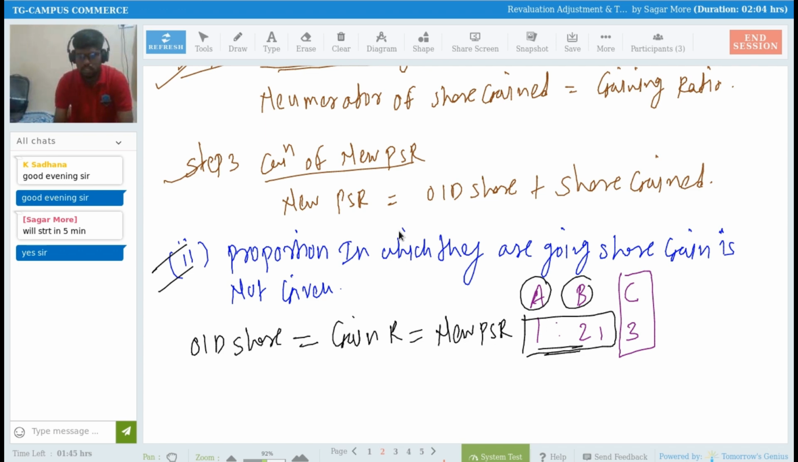You have to simply see here the remaining two partners A and B are there, and the proportion in which they are going to share C partner's profit share is not given in the question. Then you simply have to see both the partners' share, that is 1:2, and their old share becomes their gain ratio as well as their new profit sharing ratio.